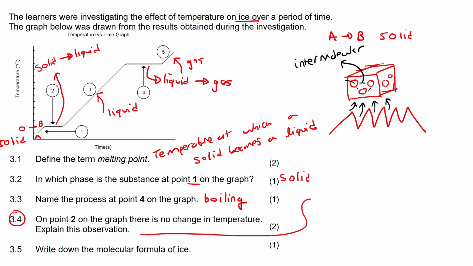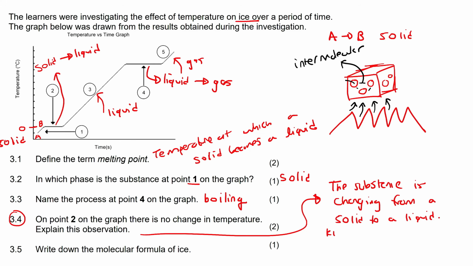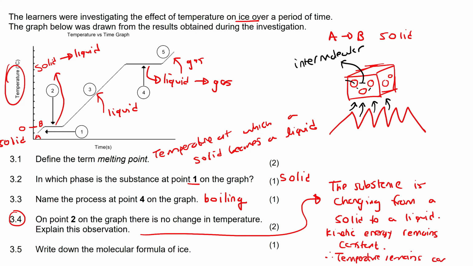So why is this happening? We can say that the substance is changing from a solid to a liquid. We can say kinetic energy, which is the kinetic energy of the molecules, remains constant. And there we go. That's all we have to say. So because the kinetic energy is constant, the temperature remains constant. So let's just say, therefore, temperature remains constant.